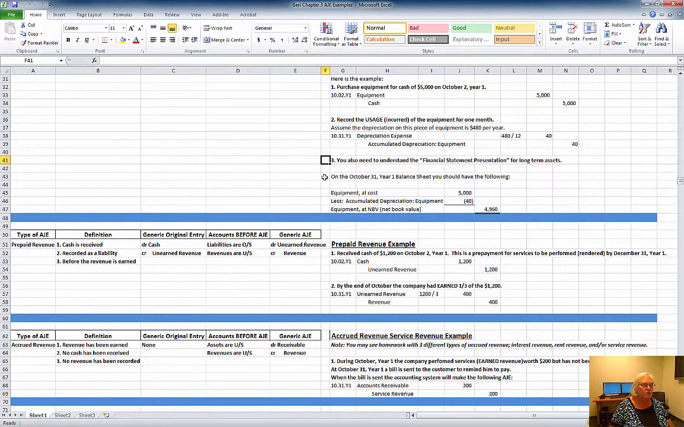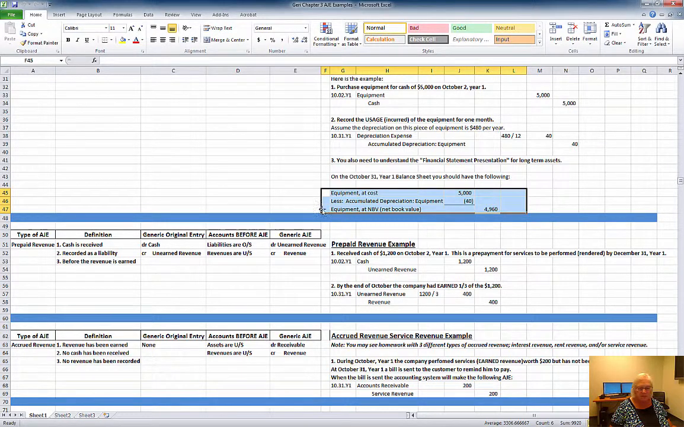So when you're dealing with long-term assets, on the balance sheet, you're going to show the equipment at its cost of $5,000, and you're going to subtract the accumulated depreciation account for $40. Okay, your equipment account at cost is a debit balance. The accumulated depreciation is a credit balance, so you would naturally subtract them, and that gives you the equipment at its net book value of $4,960. Okay, this presentation is important. I have been known to ask you to do the presentation for me on exams.